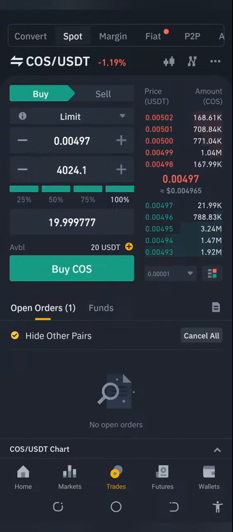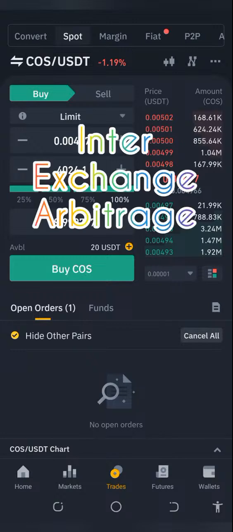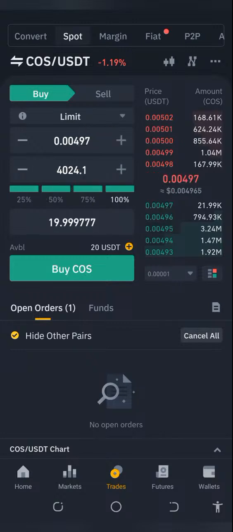Anyways, I think I've given you the information that you need on how you can actually make money in any of these 3 different options: inter-exchange arbitrage, spot trading, and triangular arbitrage.